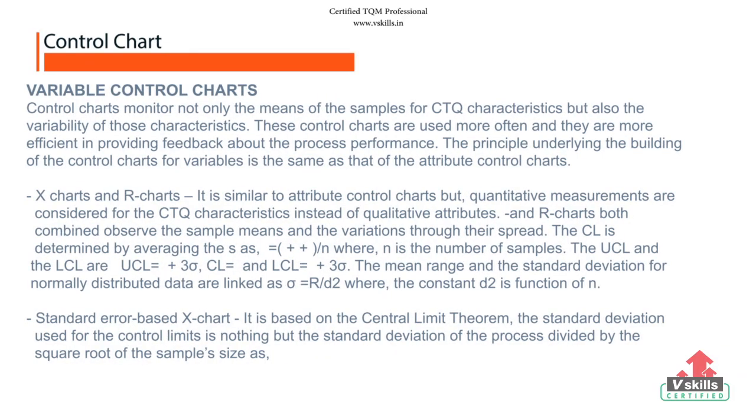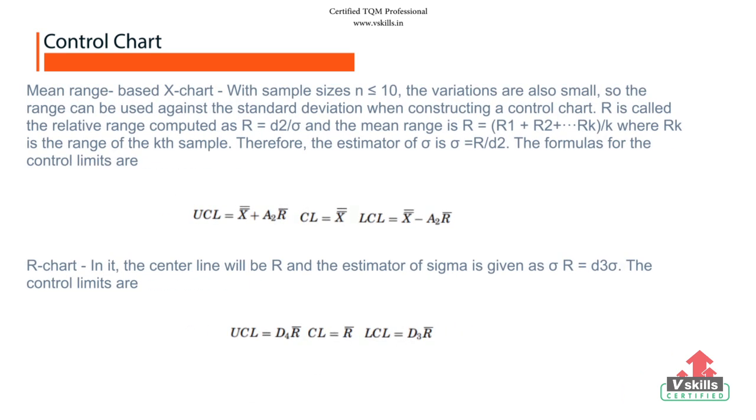Variable control charts. Control charts monitor not only the means of samples for CTQ characteristics, but also the variability of those characteristics. These control charts are used more often and they are more efficient in providing feedback about the process performance. The principle underlying the building of the control charts for variables is the same as that of the attribute control charts. The types of variable control charts are X-bar and R charts, standard error based X-bar chart, and mean range based X-bar and R chart. The equations and formulas for these charts are given in the slide.